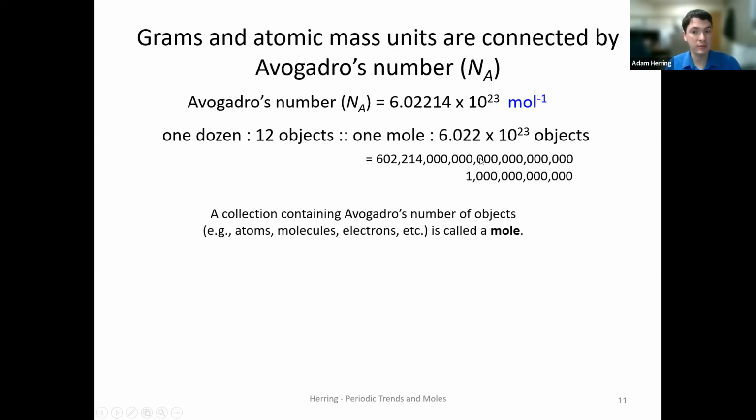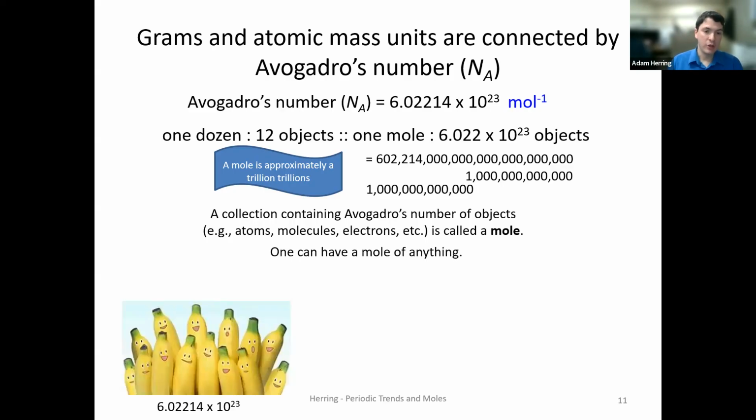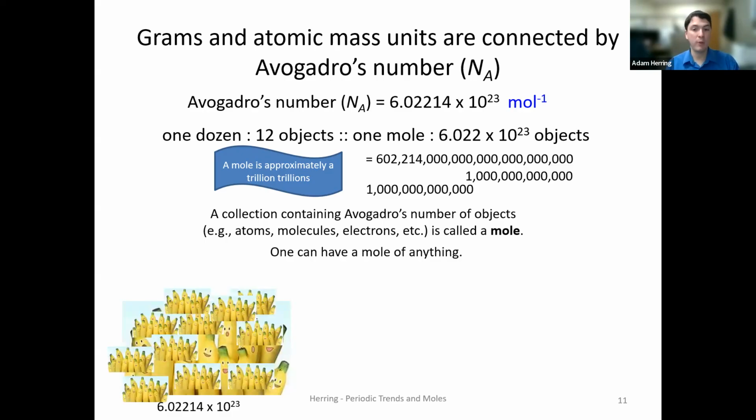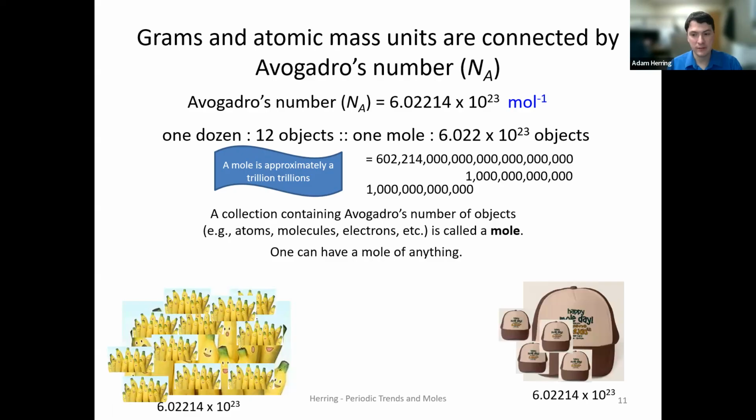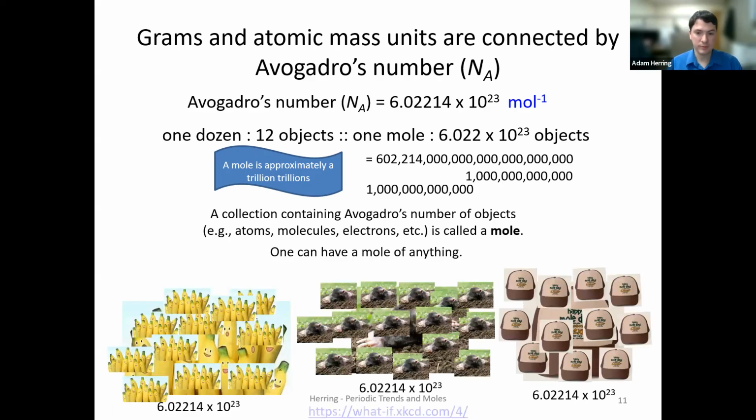This is a trillion, and this is a trillion. So 1 mole's worth of something is approximately 1 trillion trillions. And you can have a mole's worth of anything, literally anything. You could have a mole of bananas. You could have a mole of hats. You could even have a mole of moles.